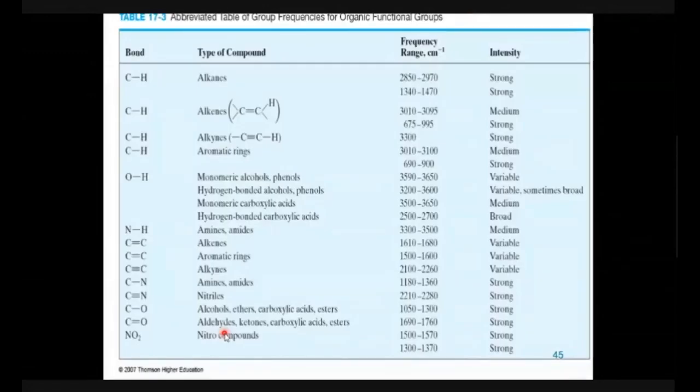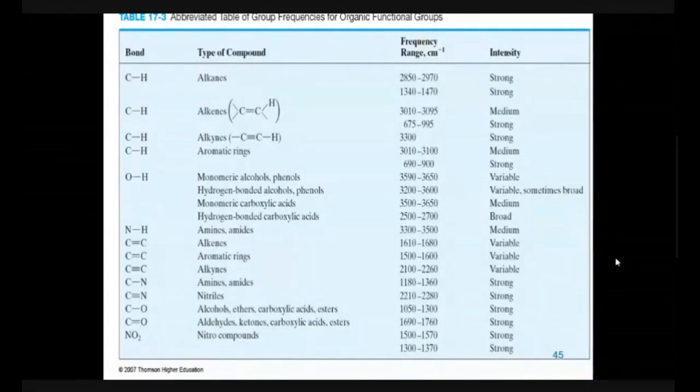Now go through this table. These are different bonds, these are types of compounds, and these are frequency ranges. In IR spectroscopy, although they say frequency, it is understood that it is wave number. Go through this table, I will give you 2 minutes. This table you need to mug up for the examination. A question is asked like that: give the stretching for the carbon-oxygen bond, and you have to write those values.